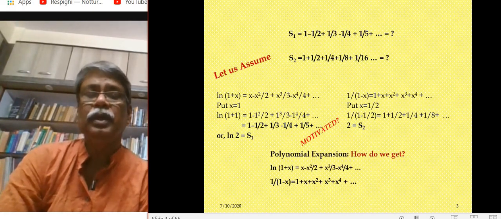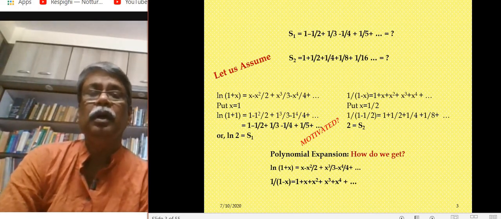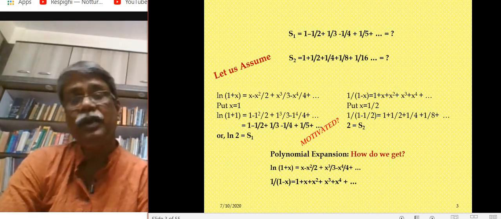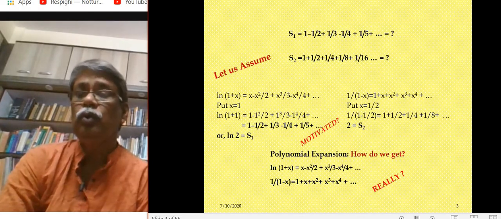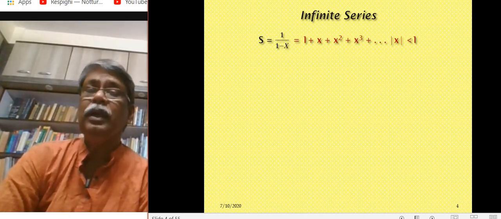Now the question is: ln(1 plus x) in the first case is equal to this expansion, or the second one, 1 by (1 minus x), is it equal to this? I say that it is, but really how do we get it? So that is the question. So yes, the first one, the right hand side is a polynomial expansion, and it is of course an infinite series because it goes on and on and on.